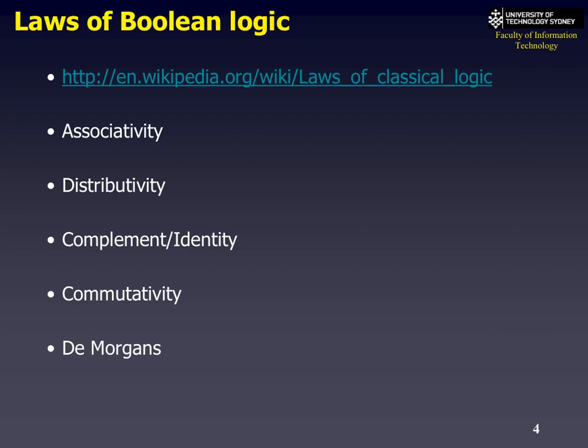Now, with Boolean logic, there's various laws you have to follow. Obviously, rules like ands, ors, and nots. But there's a few more rules you have to follow very carefully. And these are the ones that you'll be examined on: associativity, distributivity, the complement law or identity law, commutativity, and De Morgan's laws. We'll go through these one at a time and see their relevance to solving and simplifying these Boolean logic equations.